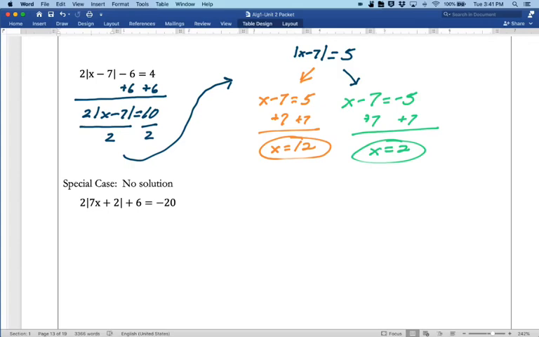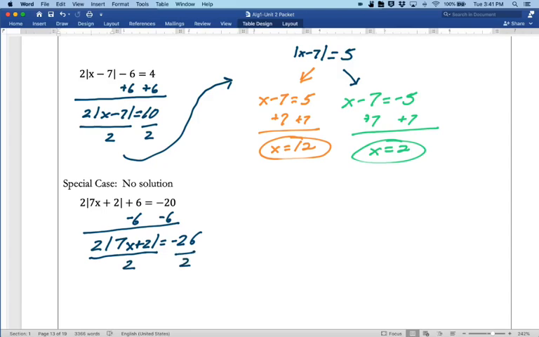There are some special things that happen with absolute value equations. Sometimes we might get a situation where there's no solution. You'll notice this equation is equal to a negative number. That's not the problem. Absolute value can't be equal to a negative number, but we have a lot of stuff hanging around this equation that we need to dispose of first. So let's move the 6 over to the other side. And we're going to get 2 times the absolute value of 7x plus 2 is equal to negative 26. Still not a problem, but now it's about to become one.